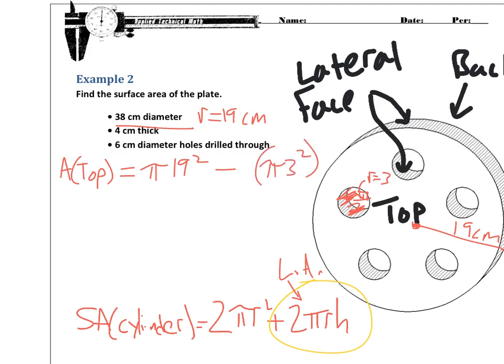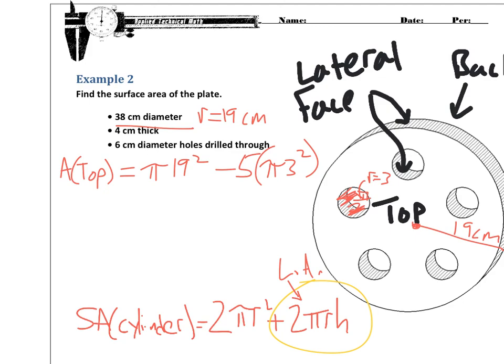But how many of those do we have? We have 5 of them. So if we take the big circle, we have pi times 19 squared minus 5 little circles. That will give us the area of the top. You agree? I hope so. The bottom, or the back side, is going to be exactly the same. So 2 sides there, which look like a big circle minus 5 little circles.